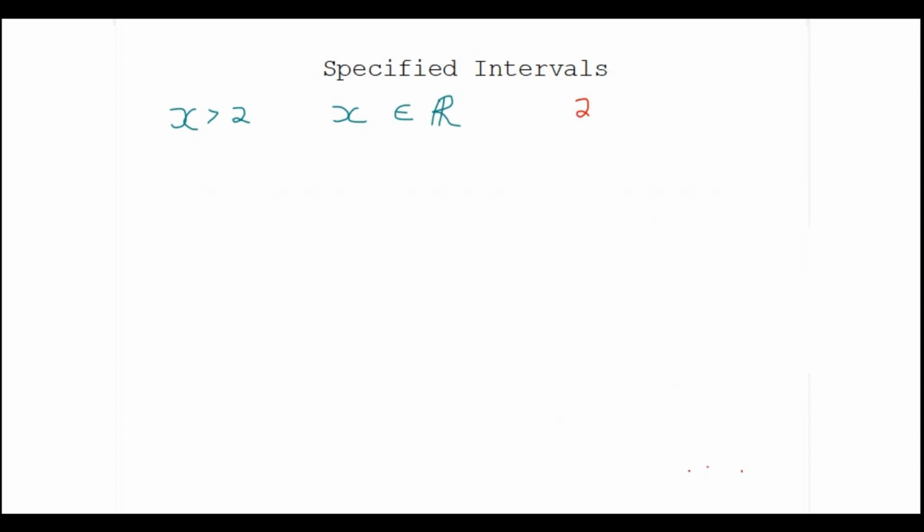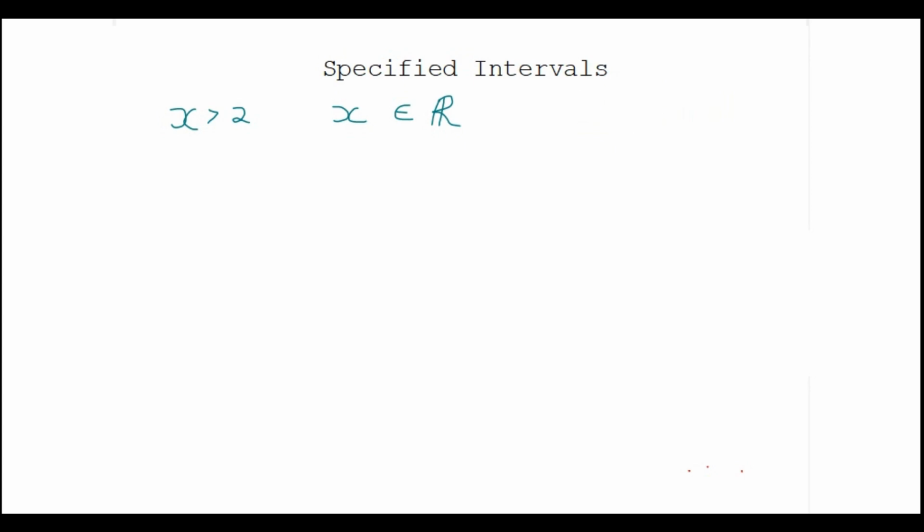But now x can be 2.1. x can be 3, x can be 4, x can be 2.99999 to infinity. You understand? x can never be 2, but x can be anything greater than 2. Any decimal, any power, as long as it's greater than the value of 2.